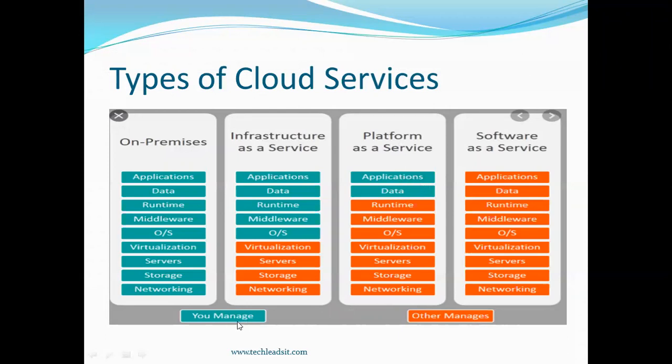Whereas in platform as a service, applications and data are maintained by the organization. The rest of the layers, the runtime, the middleware, operating systems, servers, storage, and networking, are maintained by Oracle, and the applications and data are maintained by the organization itself. The reason is that whatever changes we request, we can directly deploy to our respective servers.